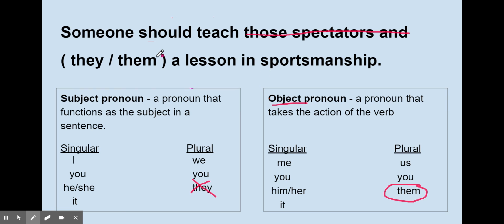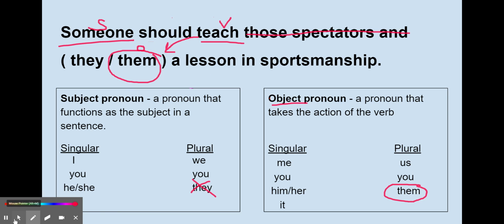Right away here, I can automatically tell it should be them, right? I need that objective pronoun. So someone is still my subject, teach is still my verb, but it's easy to tell, well, who's being taught? What's the object? Them is the object.